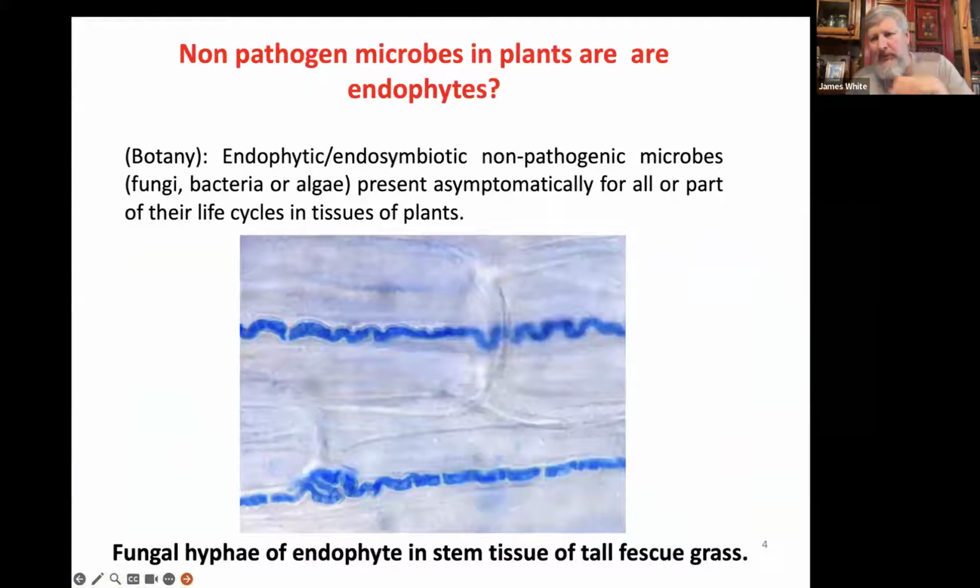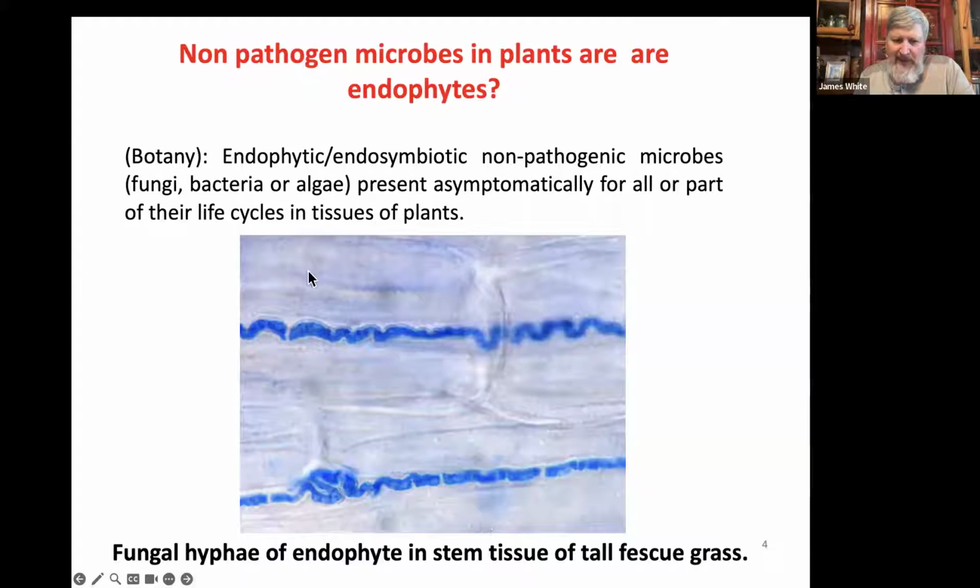Okay, so first I'm going to talk about endophytes. An endophyte is any microbe that goes in plant tissues and does not cause disease. And you may be familiar with endophytes from the grasses, from things like fescue grass and ryegrass. They have fungal endophytes, and this is actually one of these.